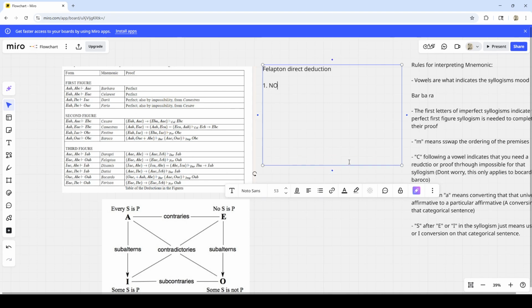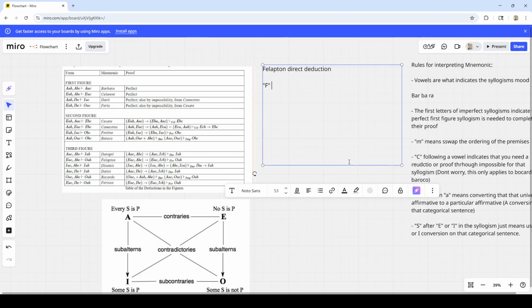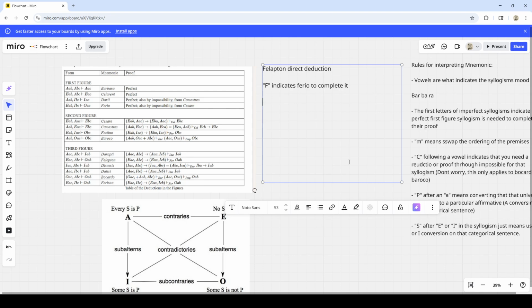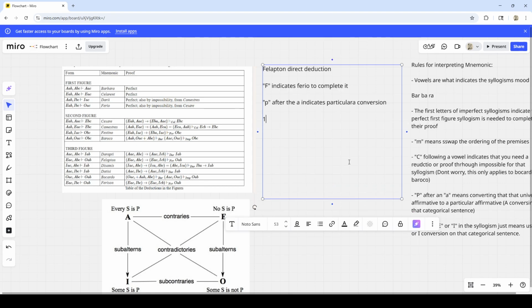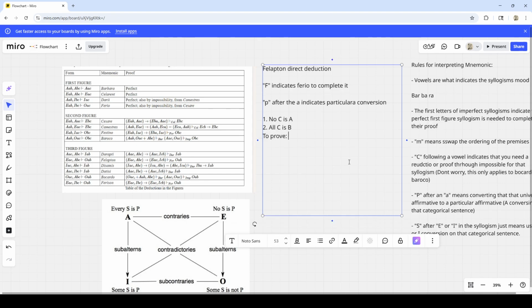So Felapton is no C is A. We see that F indicates Ferio to complete it, so we have to write our steps. The P after the A indicates particular conversion, and I think that's it. Okay, so let's start proving Felapton. Felapton is no C is A, all C is B, and we want to prove the conclusion that some B is not A.